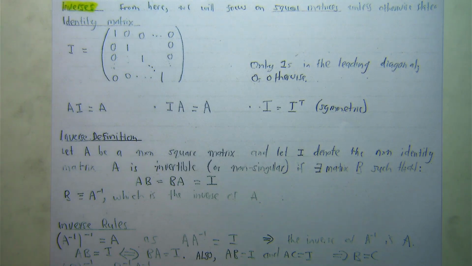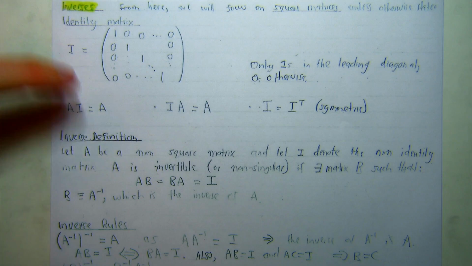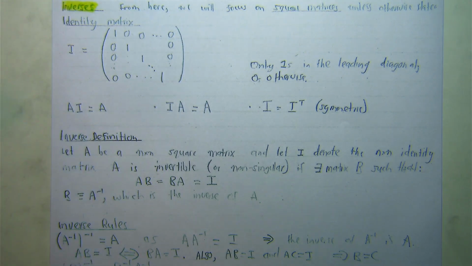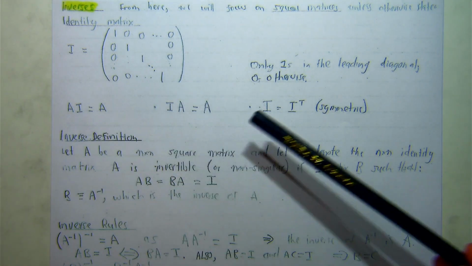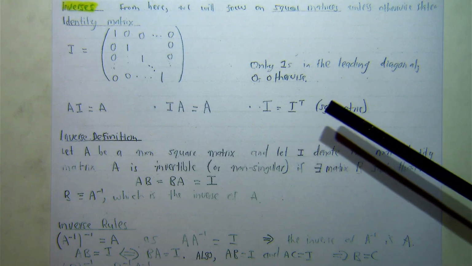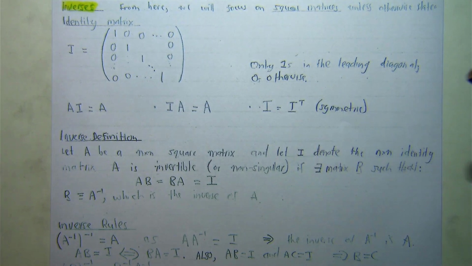Okay, so first of all, the identity matrix is equal to the square matrix here with ones down the leading diagonal and zeros everywhere else. And A times I is equal to A, I times A is equal to A, and I is equal to the transpose of itself, i.e. that it's symmetric.